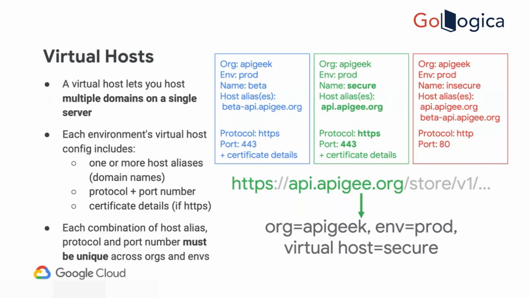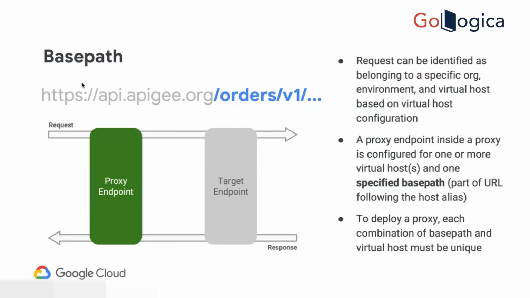Now, virtual host contains information like your host name, protocol, and port number. That is only the host and protocol part of the URL. After that, you have to provide a path, and that is given as the base path. Each proxy must have at least one base path. It is mandatory, so that APG will know which proxy to go to. Usually the naming convention is the name of the entity.